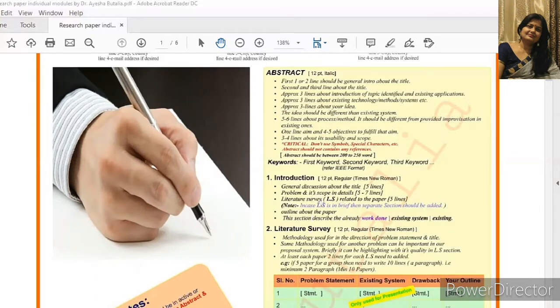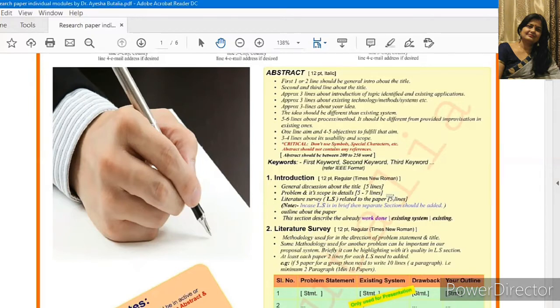But if you want the literature survey as a separate section, it can come after the introduction, as you can see here. You can write the literature survey as a different section itself. Then you need not write it in the introduction, or maybe just about 5 lines as written here. You can put that in the introduction and have the entire section separately.